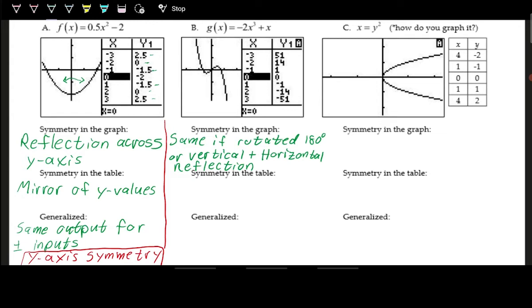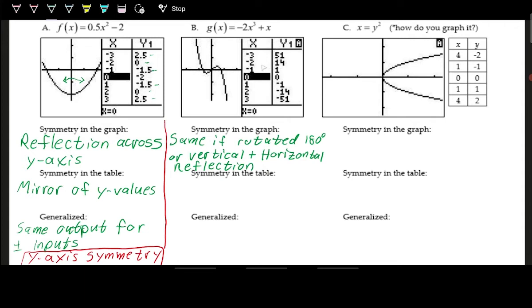Now in the table, I think it's a little bit easier to see the symmetries. It's kind of similar to what's happening in the first part with the y-axis symmetry, where if we look at the outputs, we have some outputs that are almost repeated. Let's see what the difference is. If we plug in, say, 1, we get negative 1. If we plug in negative 1, we get positive 1. Okay, so there's a little bit of symmetry there.